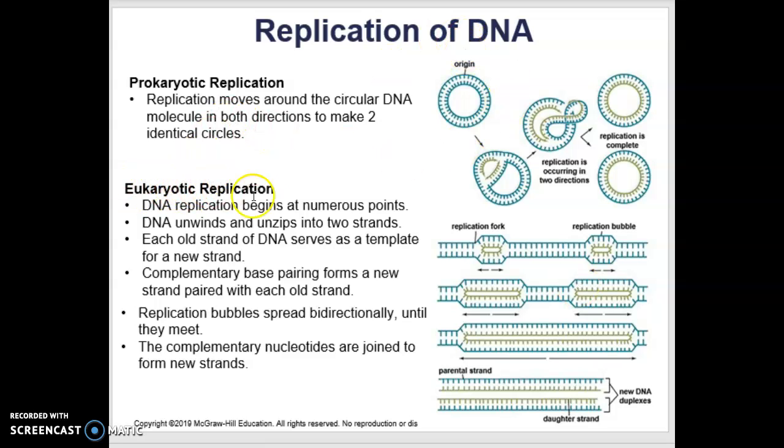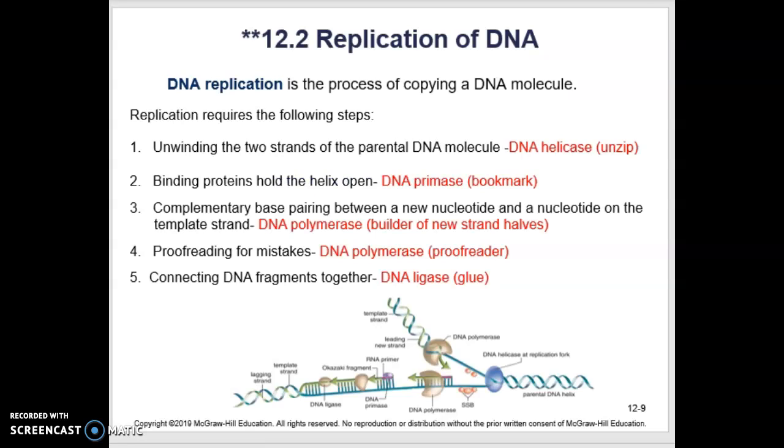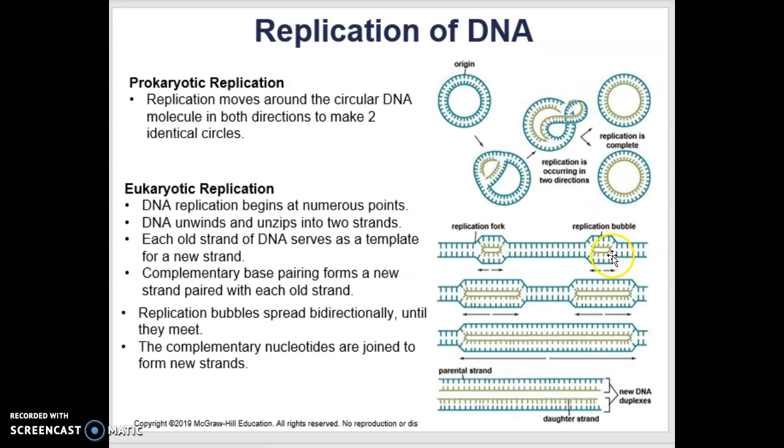Because in eukaryotic replication, there's something called a replication bubble, and that's where this entire process is occurring right here. So a new strand is being created at each one of these replication bubbles. It doesn't just happen in one spot, it happens in multiple spots. So once they meet each other, we're going to need DNA ligase to glue the two pieces together.